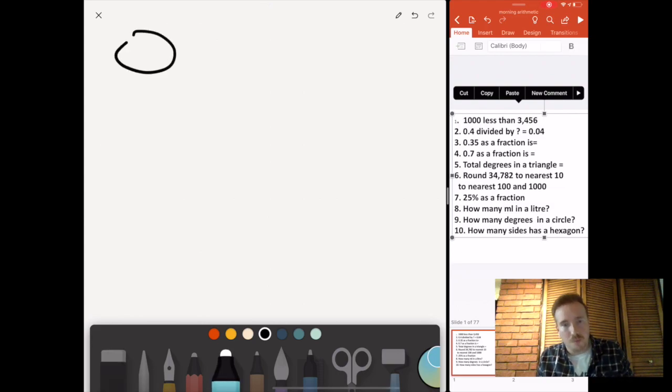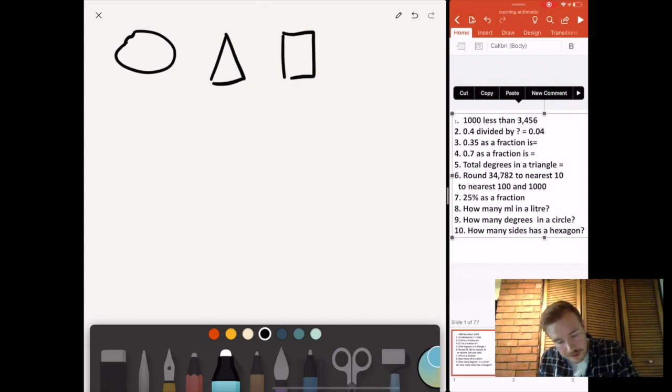You've got circle with one. You can't have a shape with two sides because it wouldn't join. Neither does that, apparently. There you go. Then you've got triangle with three. You've got square with four. Just imagine all these are lovely, beautifully straight lines.